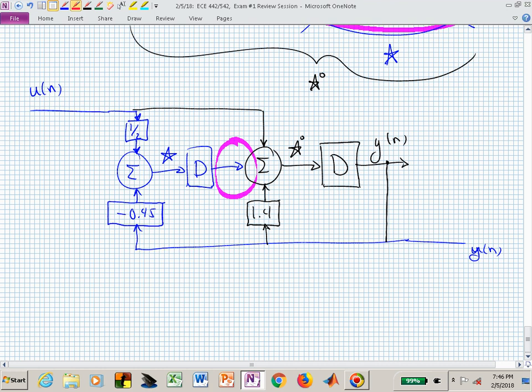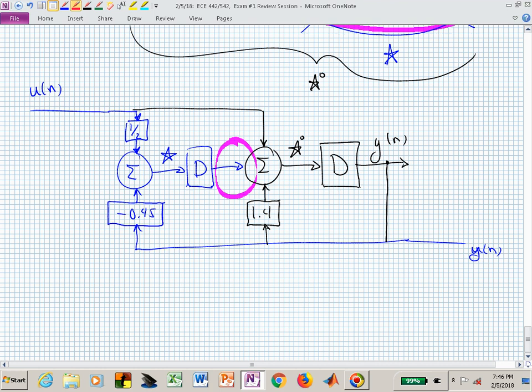We just label the outputs of the delay blocks as state variables. How many state variables do you expect? 2. So now, do you see the non-uniqueness that could arise? I could label that rightmost delay block as x sub 1. Somebody else might label it as x sub 2. That's fine.